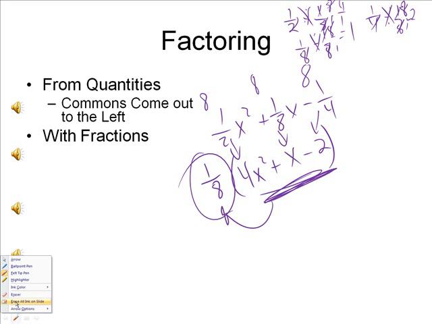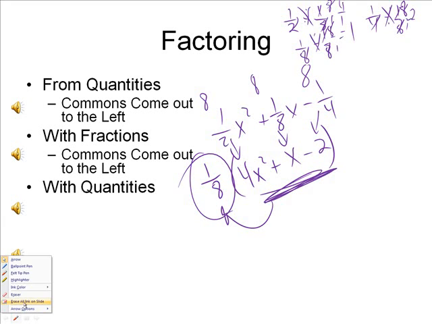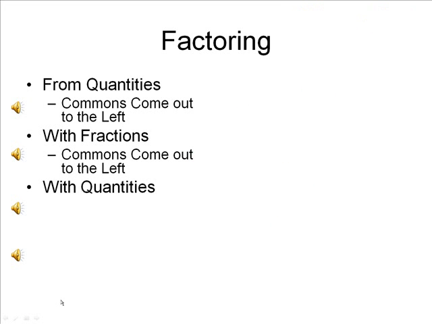But when it comes to the factoring process, we take whatever's common, and what do you think we do with it? That's right. We take it out to the left, just like we did with numbers coming out of quantities. Okay? Quantities can also be a commonality that needs to come out.